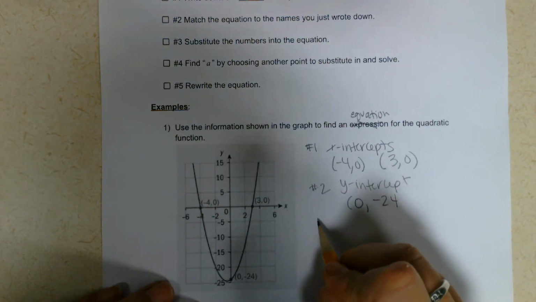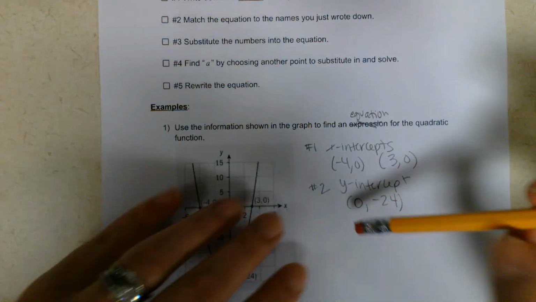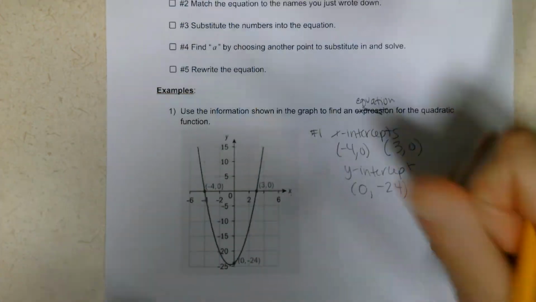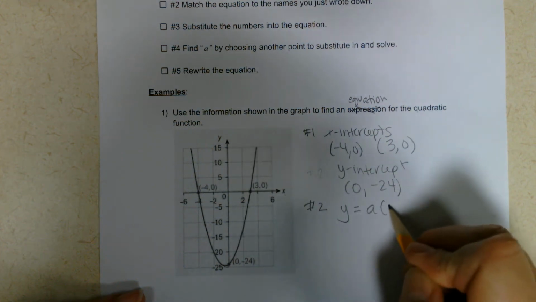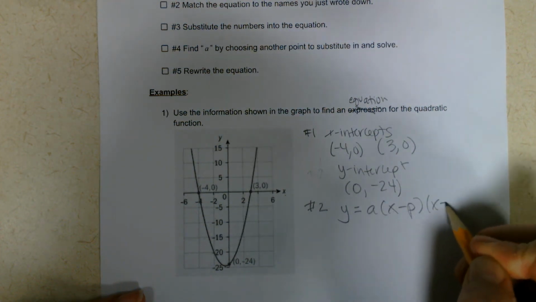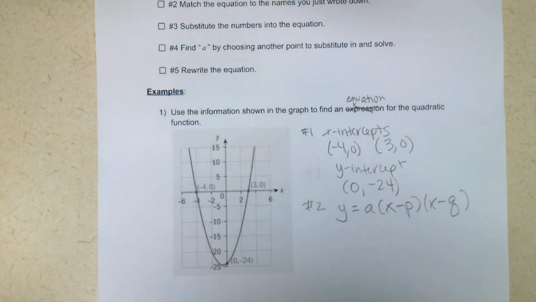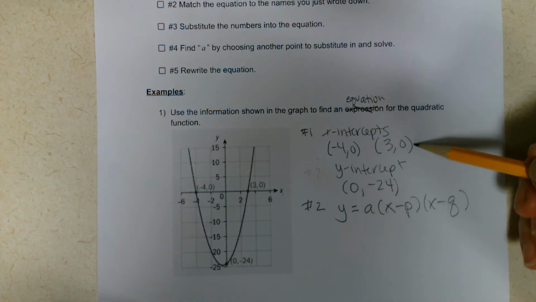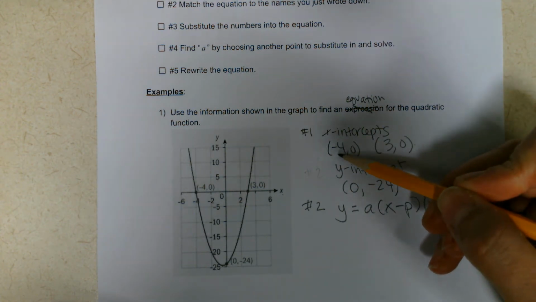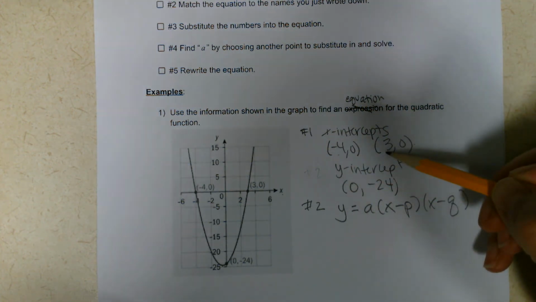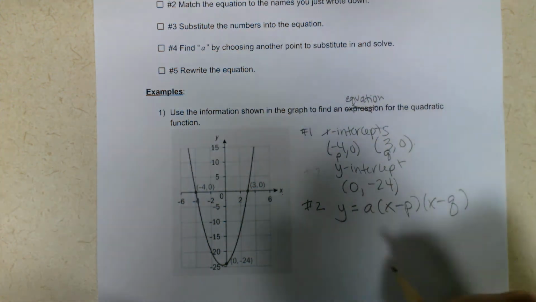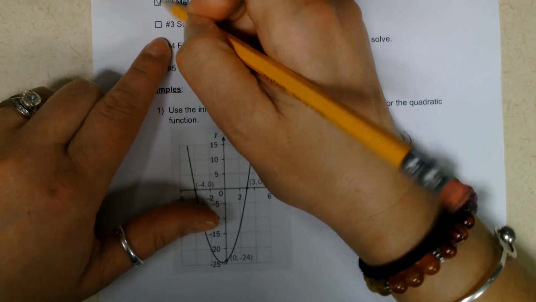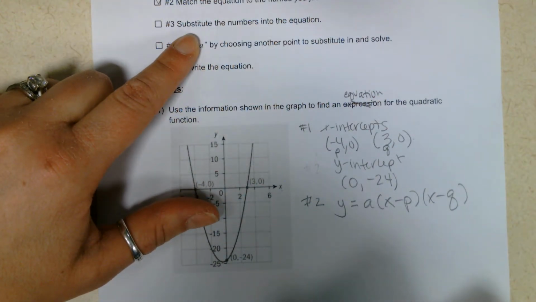So number 2, we are going to be using our intercept form and substituting the numbers in. All right, so what intercepts do we have? Here are our x-intercepts. So this is going to be p and this is going to be q. So we have p and we have q. And so that's checked. Now, substitute the numbers into the equation.